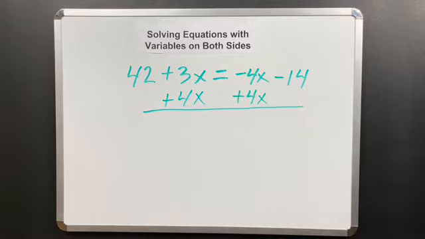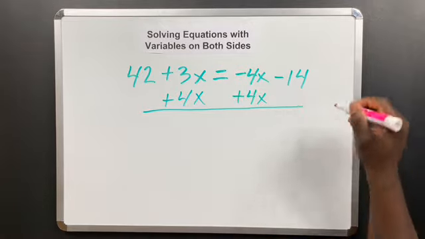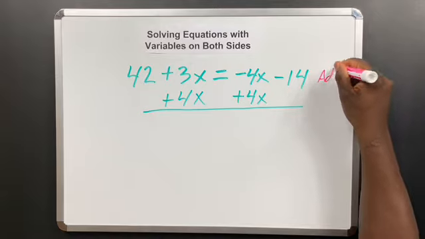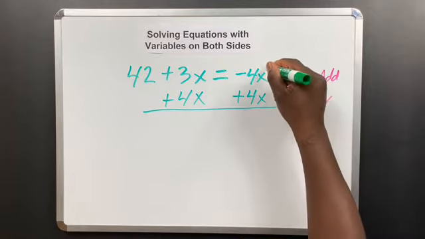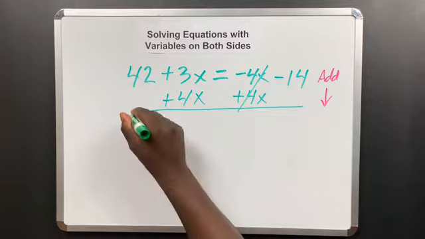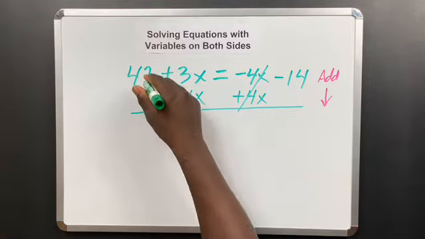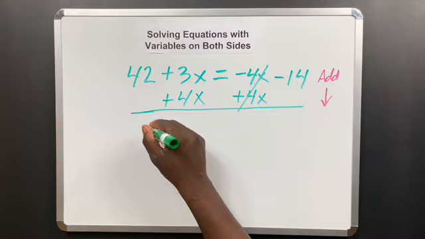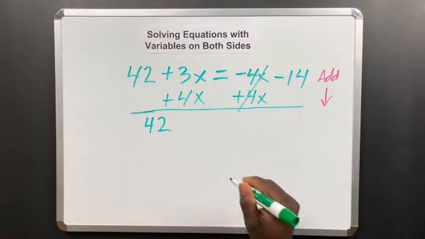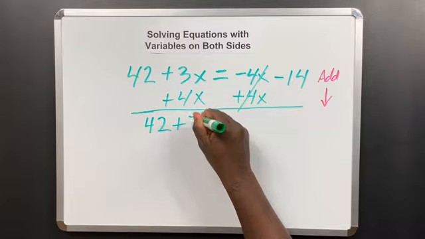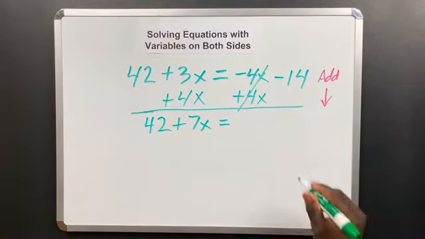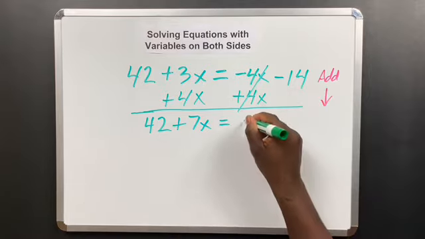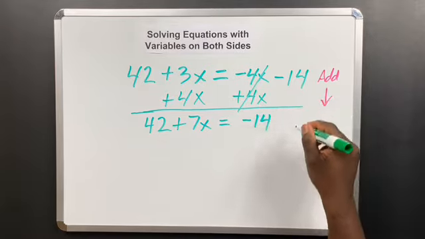So what we're doing here is we're going to add down. When we add down, a negative 4x plus positive 4x becomes a 0, so I'm going to cross that out. Going back to the left side, adding down, 42 plus 0 is 42. So I'm going to bring down that 42 plus 7 times x, bring down the equal sign, and then bring down negative 14. Negative 14 plus 0 is negative 14.